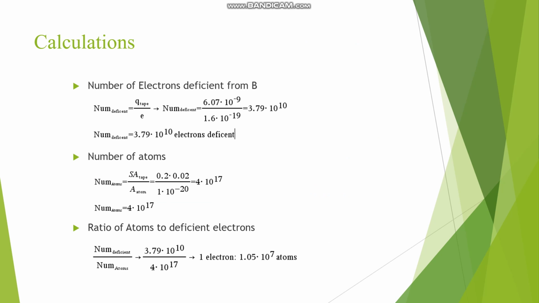Then from there, we're going to calculate the deficiency from the tape, and that is simply dividing the known charge by the charge of an electron. From there, we're going to get the number of atoms, and what we're going to do for that is calculate the surface area of the tape and divide it by the area of an atom. And once you get that, you calculate the ratio of the atoms to determine the deficiency of electrons due to this being a positive charge, in which case I got 1 to 1.05 times 10 to the 7th atoms.